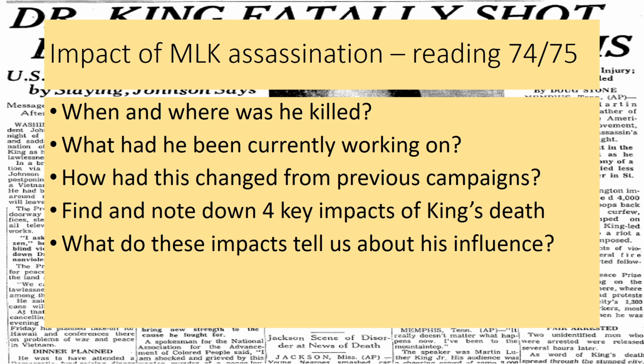So read page 74 and 75 of the handout, and then you can answer these questions. There is space for that on the worksheet for you to do. For the find and note down 4 key impacts of King's death, that will become apparent from reading those textbook pages. All you need to do is list down some of the short-term impacts and some of the later impacts. Remember, short-term is what happens immediately after an event, and then later impact is several years perhaps after an event takes place. What is his impact there?